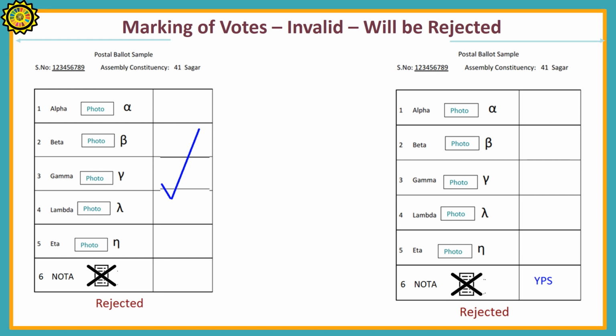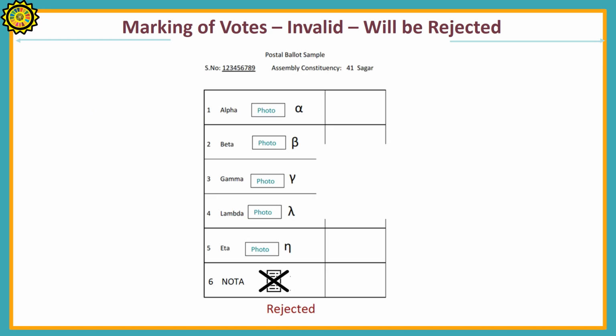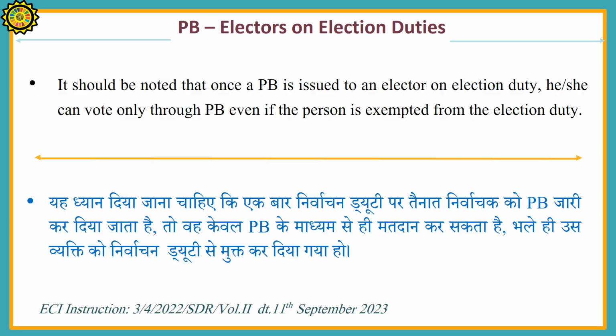In the eighth ballot paper, the elector has written sub alphabets like YPS, so it will be rejected. The last ballot paper is mutilated, so it will be rejected. It should be noted that once a postal ballot is issued to the elector on election duty, then he or she can vote only through postal ballot, even if the person is exempted from the election duty. So that person has to cast the vote at the facilitation center only.